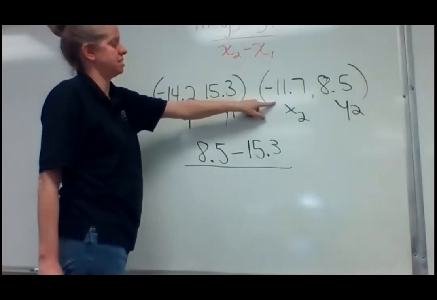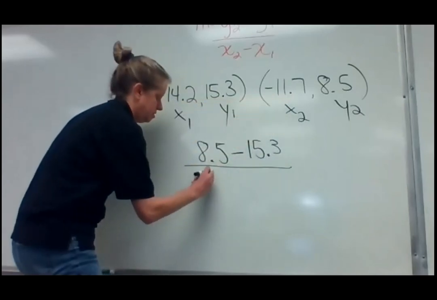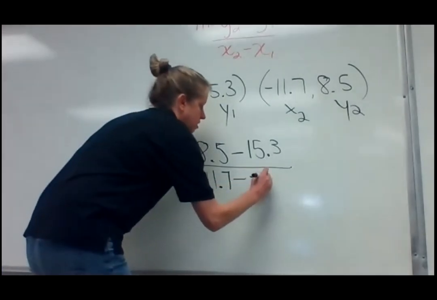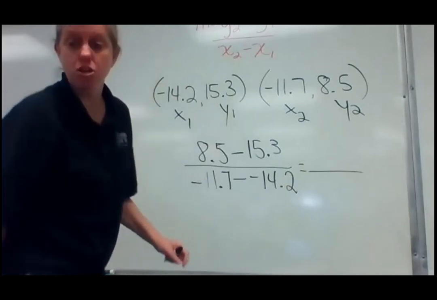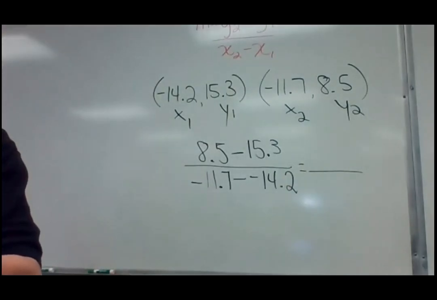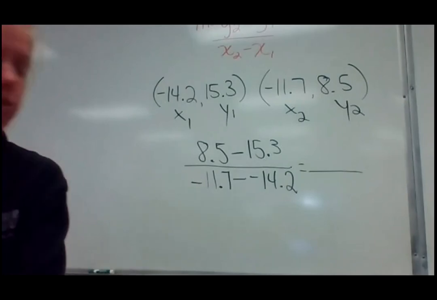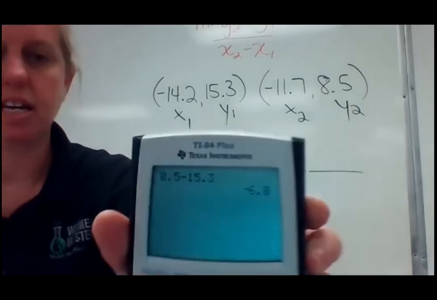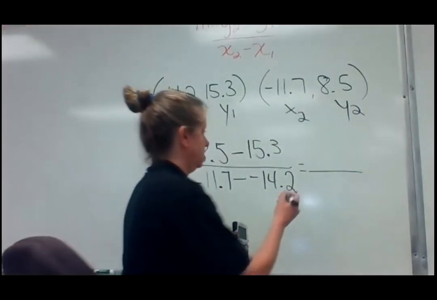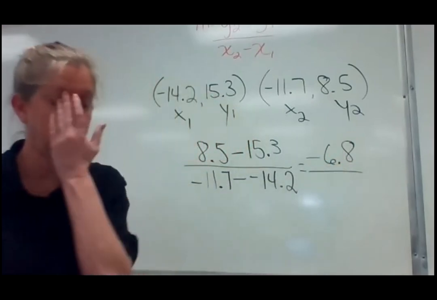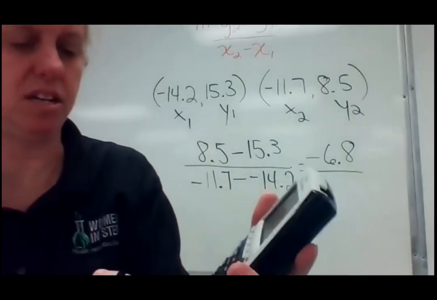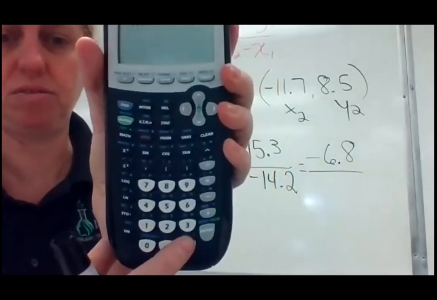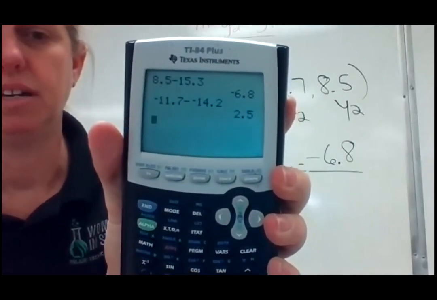And then do the bottom. You need your second X, which is -11.7. Go ahead and put your minus. And your first X, which is -14.2. So again, I'm just going to use my calculator here. So let's see, what do I need to do first? 8.5 minus 15.3 gives me negative 6.8. Then my bottom one, I have negative 11.7. So negative 11.7 minus, and then negative 14.2. Gives me 2.5.